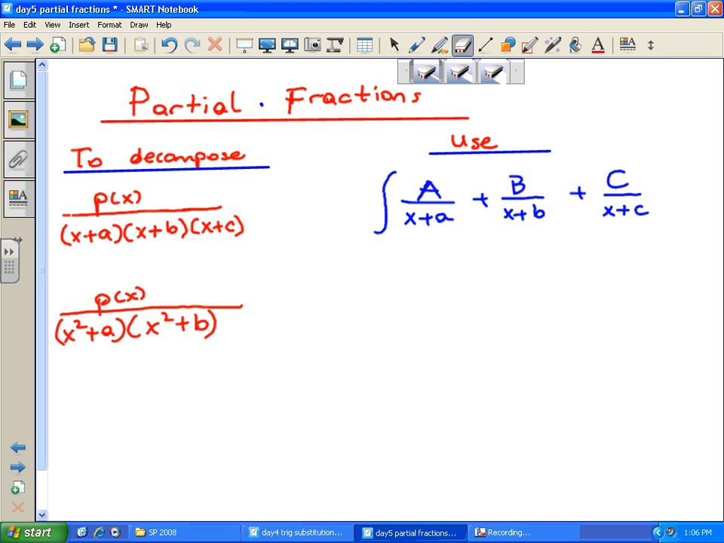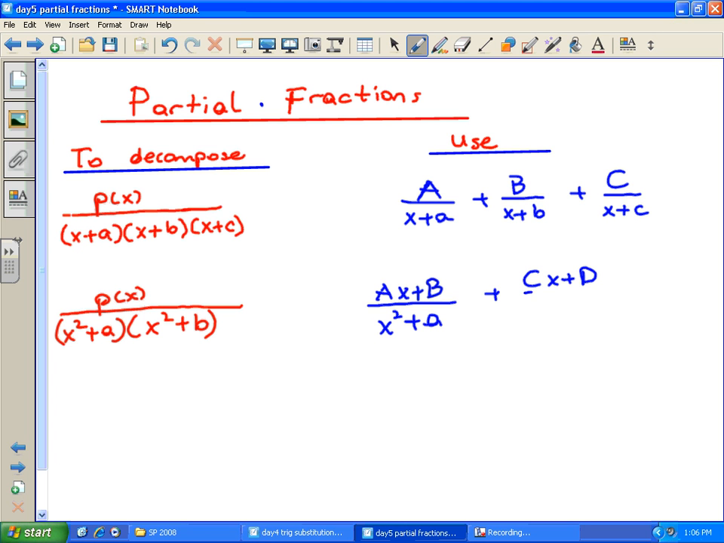So our job in this section will be to come up with these 3 fractions that represent a given, usually complicated looking, original fraction. Okay, if your denominator is like the second case I have here, a p of x, a polynomial, divided by x squared plus a times x squared plus b, then we're going to be using a different type of partial fraction decomposition. And it's going to look like this: Ax plus B divided by the first factor, plus Cx plus D divided by the second factor, x squared plus b.